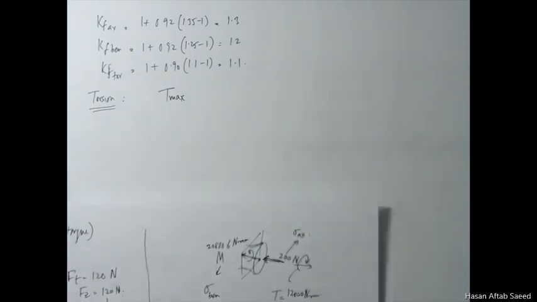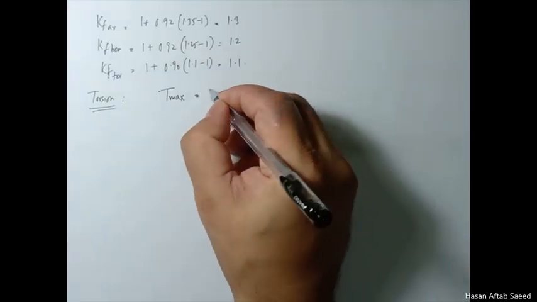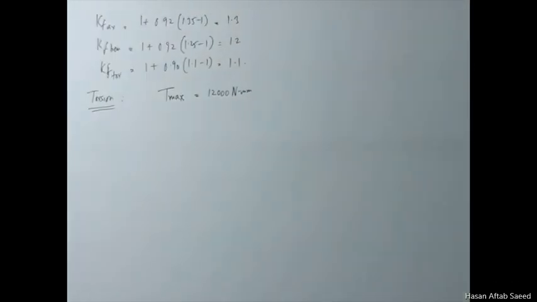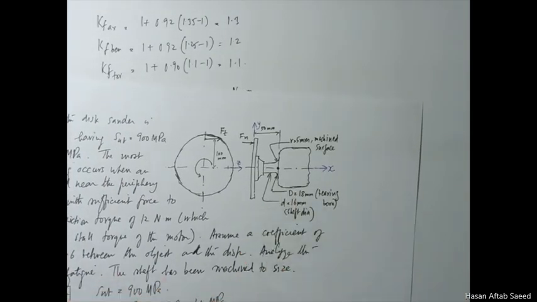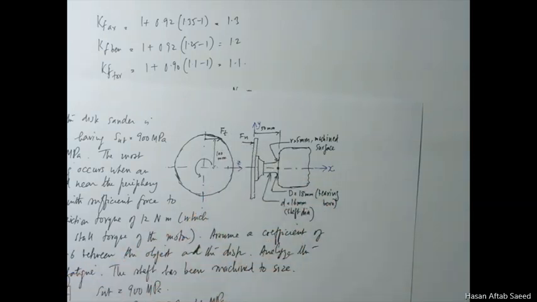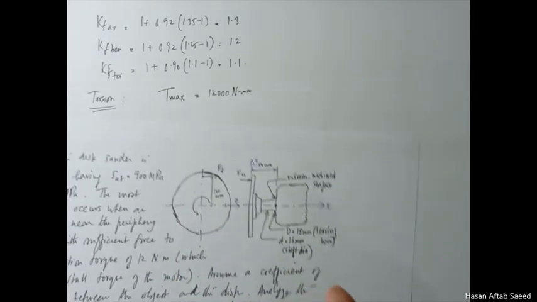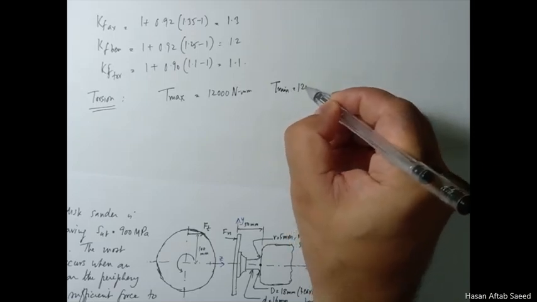The value of T max is 12,000 Newton millimeters. This is the stall torque, so this is the maximum. What is the minimum value? The minimum value is also the same. As long as you press your tool against this, there is no fluctuation in torque. It remains at this torque. There are no highs and lows. So T min is also 12,000 Newton millimeters.